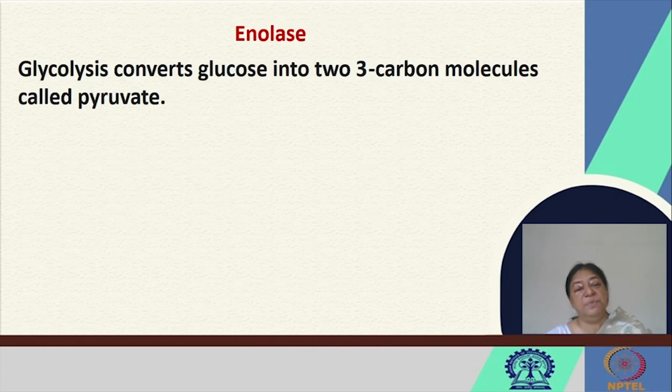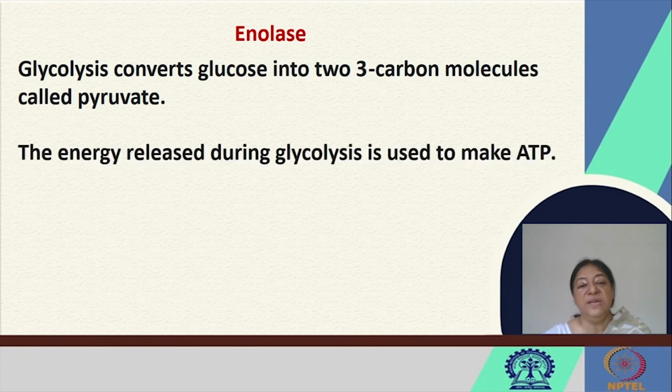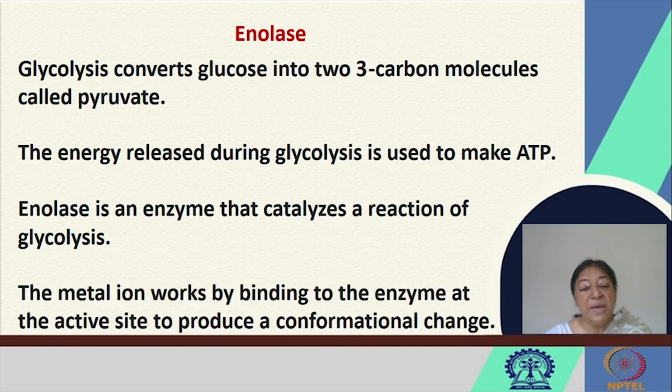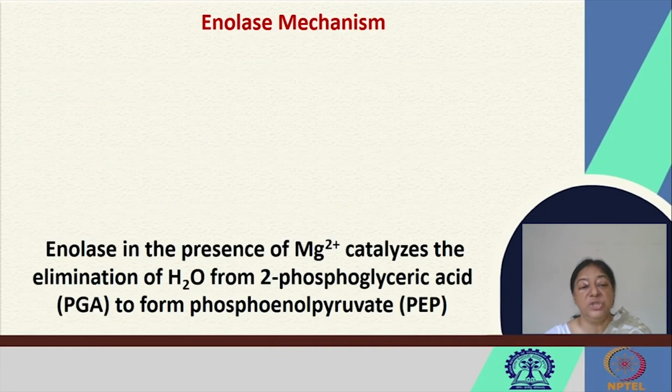And another example that we will look at is enolase. Enolase is a process that occurs in, we know, glycolysis, that converts glucose into two 3-carbon molecules that are called pyruvate, and the energy released during glycolysis is used to make ATP. Enolase is an enzyme that catalyzes a specific reaction of glycolysis. And the metal ion works by binding to the enzyme at the active site, as we would expect in a metal catalysis, to produce a specific conformational change.